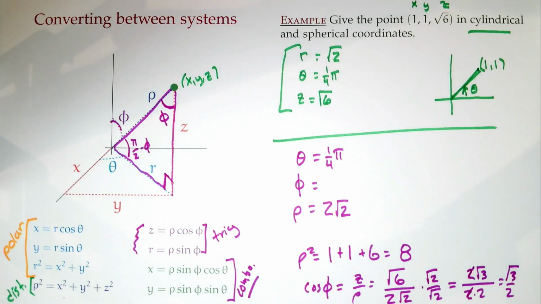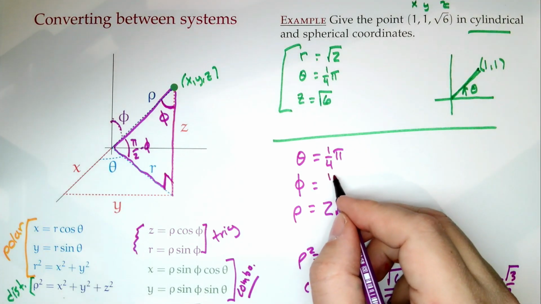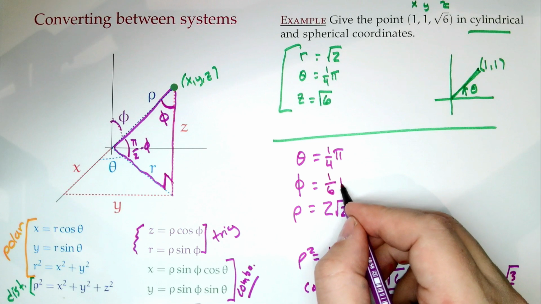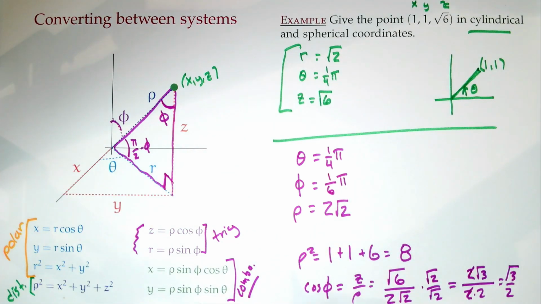Do we know an angle where cosine of phi is square root of 3 over 2? Pi over 6. Is there any other possibility for phi? And the answer is no. Because phi is always going to be between 0 and pi, and it's always going to be unique. There's not going to be like, oh, there's 2 possibilities for this number. There is not. So pi over 6, that's how far off we come off. And we're done. That wasn't so bad.